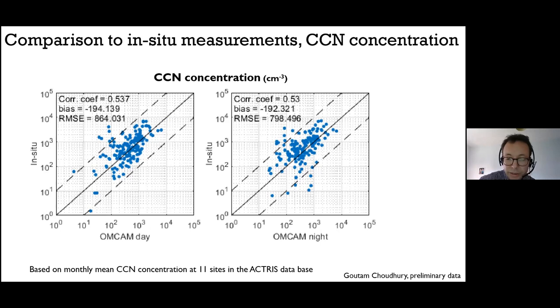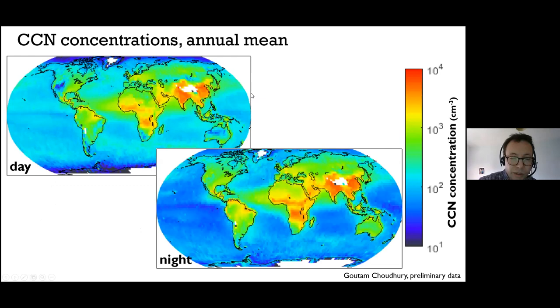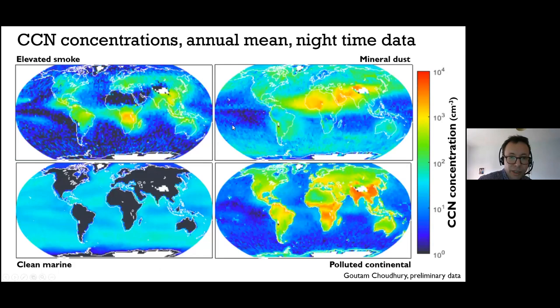So now that we have confirmed that our Calypso CCN retrieval is a useful tool, we can use it to infer annual CCN concentration maps. This would be during the day, and we can see where CCN particles are most abundant. And we can also now, of course, split this for the different aerosol types. And we can see where mineral dust contributes most to CCNs and where elevated smoke contributes most. So this is information that previously was not available.